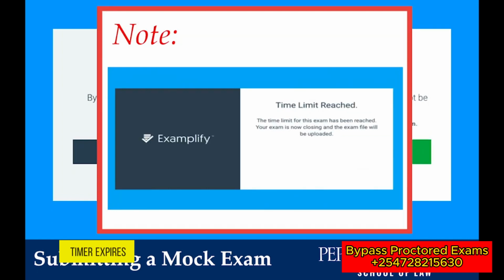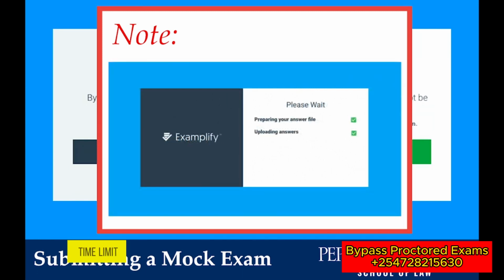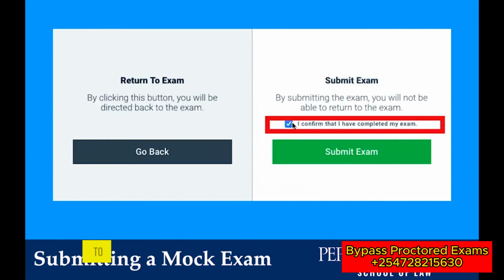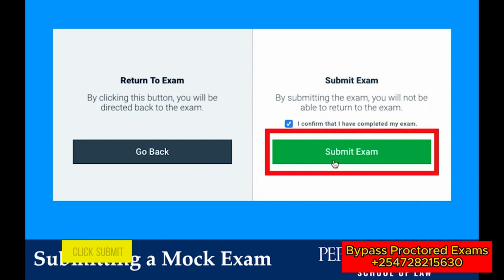If the timer expires, a screen will appear to inform you that your time limit is reached and the exam will be uploaded for you. Please keep track of your time to ensure your exam is uploaded at the scheduled end time. If the time limit expired and your exam was uploaded for you, you will see the following screen, which will indicate the status of the upload. If you have manually finished your exam, you will be asked to confirm the completion of your exam. And so if you are certain that you would like to submit this exam, check the box and click Submit Exam.